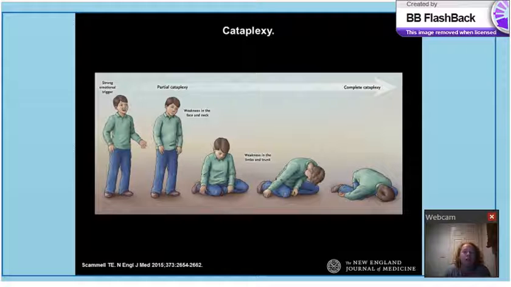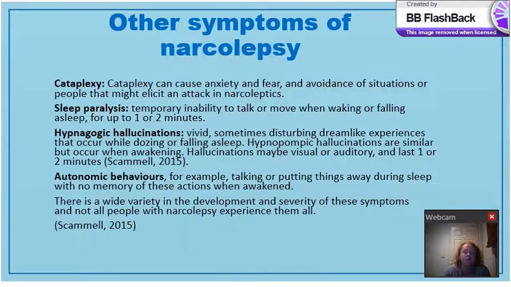Some people with narcolepsy experience cataplexy, which is characterized by sudden, emotionally triggered episodes of muscle weakness with preserved consciousness. These episodes may begin with weakness of the muscles in the face, followed by limbs and trunk. Cataplexy can range from slight weakness in the neck, knees, and facial muscles, and the inability to speak clearly, to complete body collapse. Speech may be slurred and vision impaired. Cataplexy can cause anxiety and fear and avoidance of situations or people that might elicit an attack in narcoleptics.